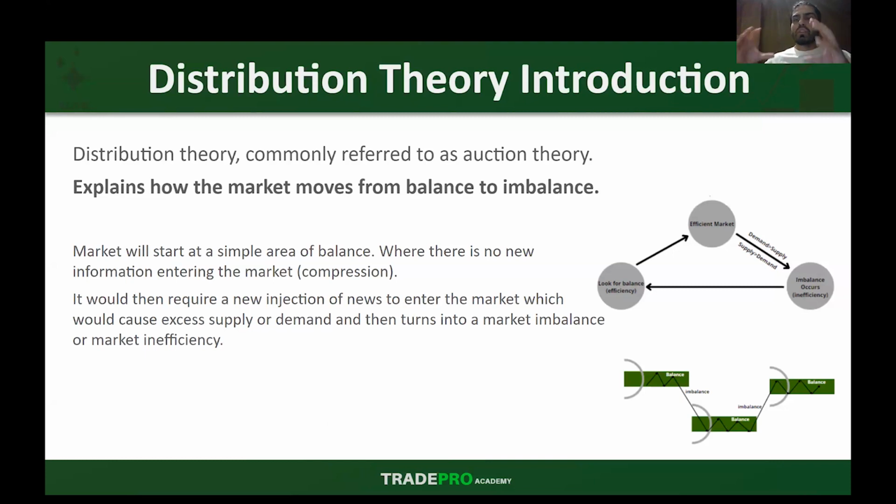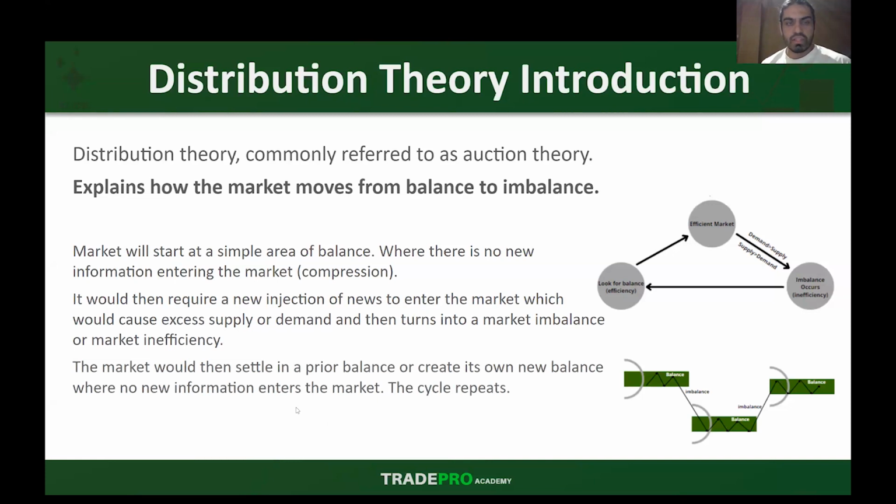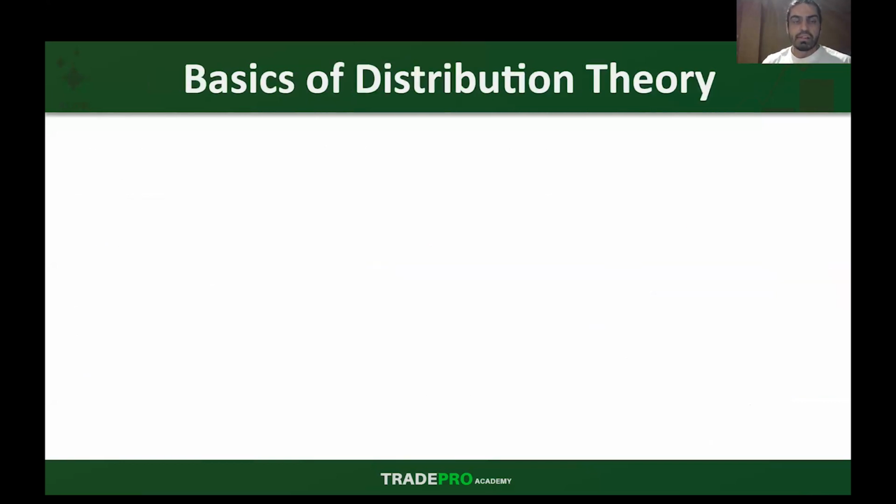So if we can identify where the compressions are scattered around, we can identify when prices move from compression to compression and how they move from balance to balance. That's the core concept of just trading. You want to find where the balances and imbalances are, and anticipate the movements of price going from one area to another. So the market would then settle into a prior balance or create its own balance, right? And then there's no new information entering the market. The cycle just continuously repeats and repeats and repeats.